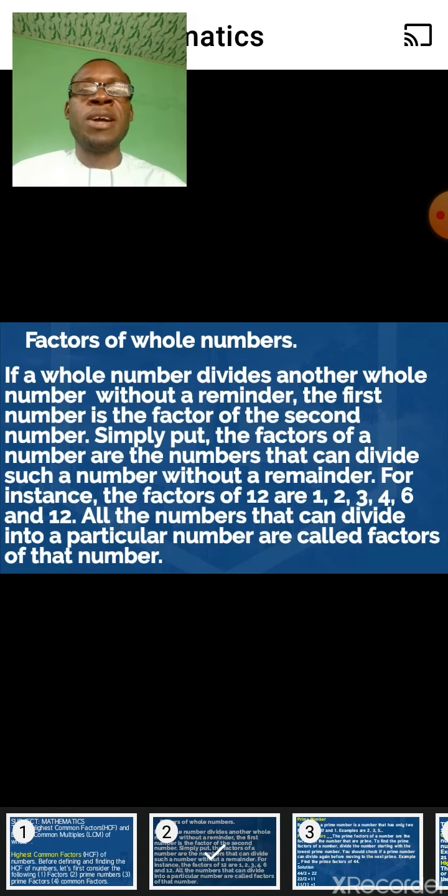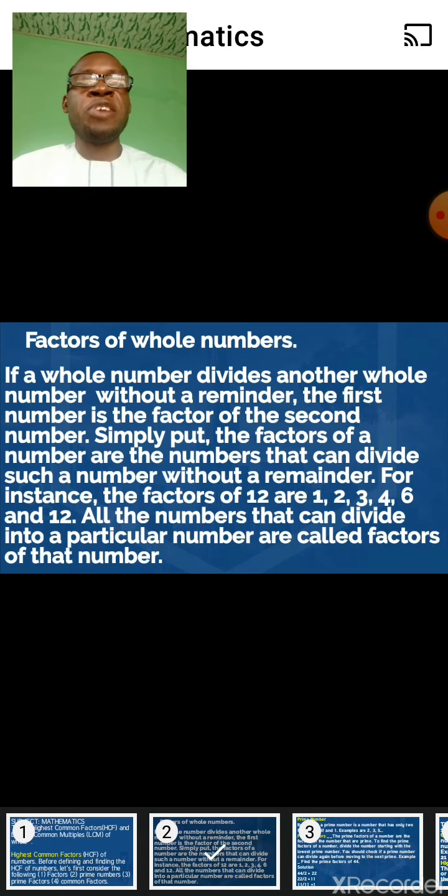Let's go to factors of whole numbers. If a whole number divides another whole number without a remainder, the first number is a factor of the second number. Simply put, the factors of a number are the numbers that can divide such a number without a remainder. For instance, the factors of 12 are 1, 2, 3, 4, 6 and 12. It means that all these numbers can divide into 12.